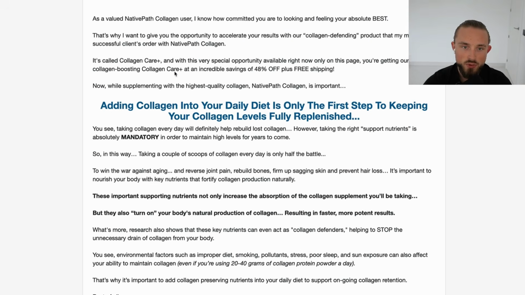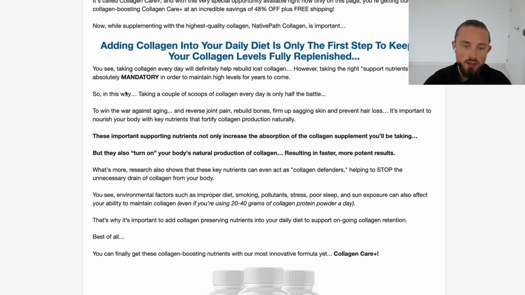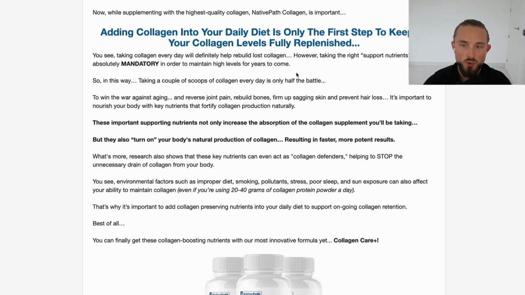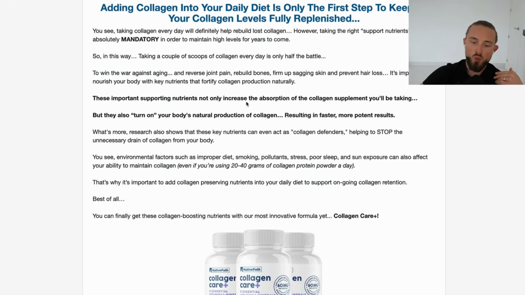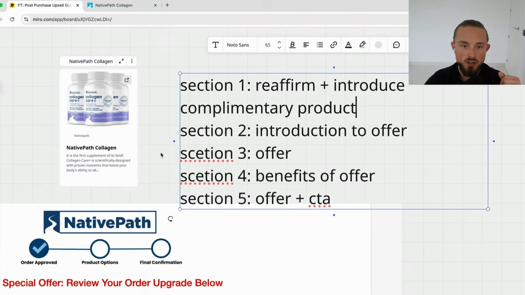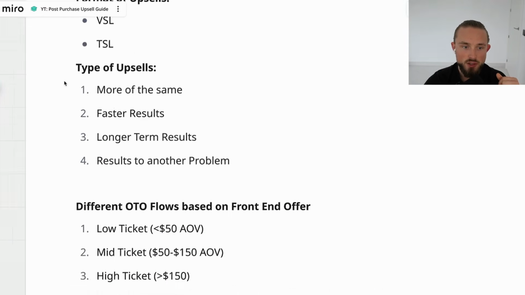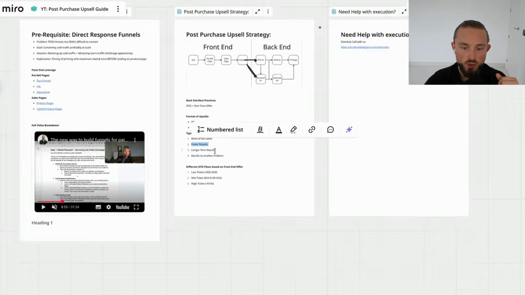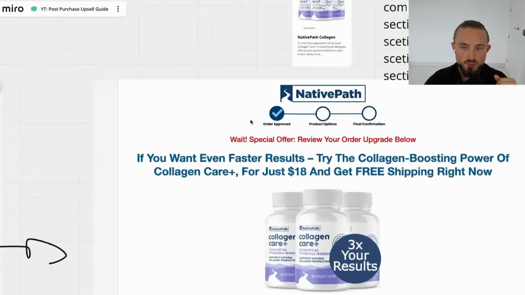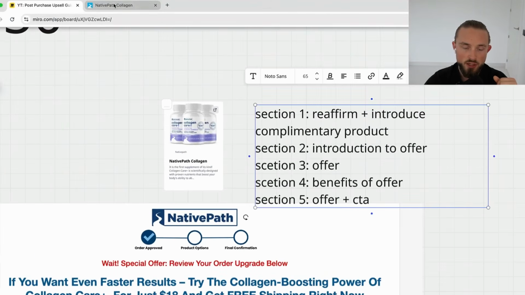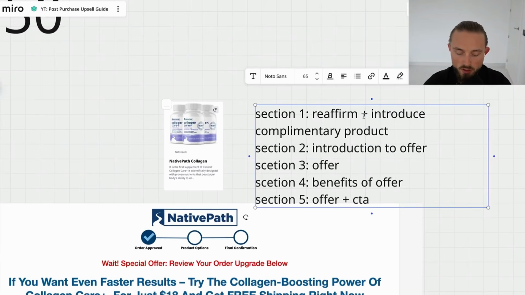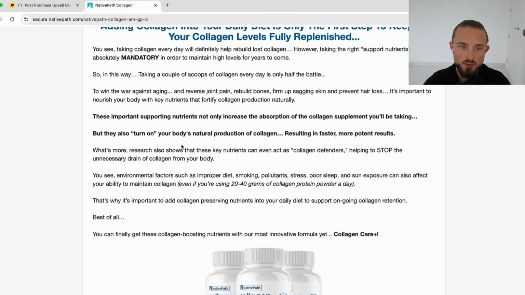Then again, right, so this is essentially here. And then again, this is opening up the whole frame of if you already know that the collagen peptides you bought on the front end are great, and yes, they're great. And then they explain, why do you need this complementary product now? Because this is essentially helping you get faster results, right? So this is the type of upsell that we give them here. So section number 1 is reaffirming the decision they made and introducing a complementary product, right?